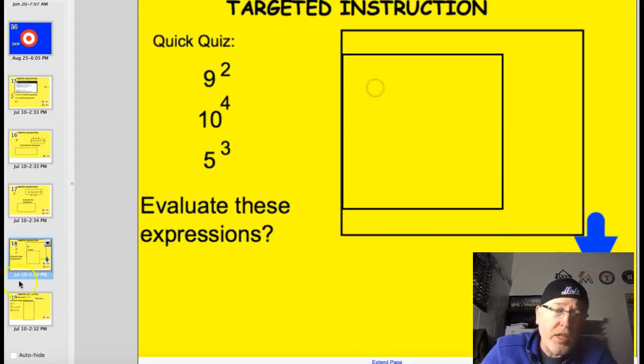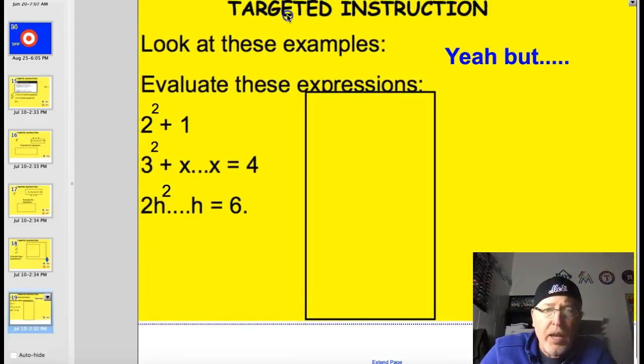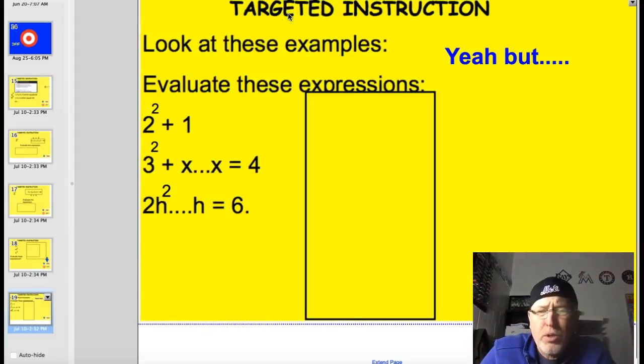All right, ready for the ticket to the show? Oh, there's a yeah, but. There's always a yeah, but, and this is actually your first yeah, but of the year. Yeah, buts are things like you think you've got things figured out and all of a sudden they throw something at you and you're like, yeah, but what do you do when you have these situations? So I just call them yeah, buts. Now you actually do have the exponents with some expression. And this is not that big of a deal.